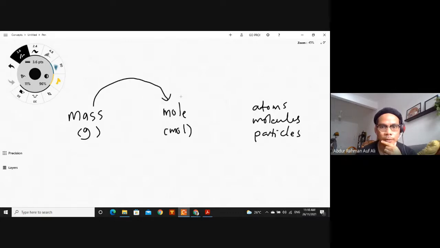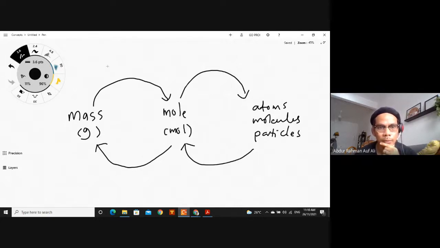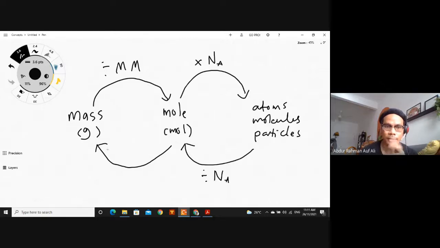Mole and atoms. Atoms go to mole. From mole go to mass. So if from mass you want to go to mole, you have to divide by molar mass. Once you have the number of moles, to find atoms, you have to multiply by Avogadro number. So if you want to work your way back, you have to change this mathematical function from multiply to divide by the same thing, Avogadro number. From the number of moles to find mass, you multiply by molar mass.